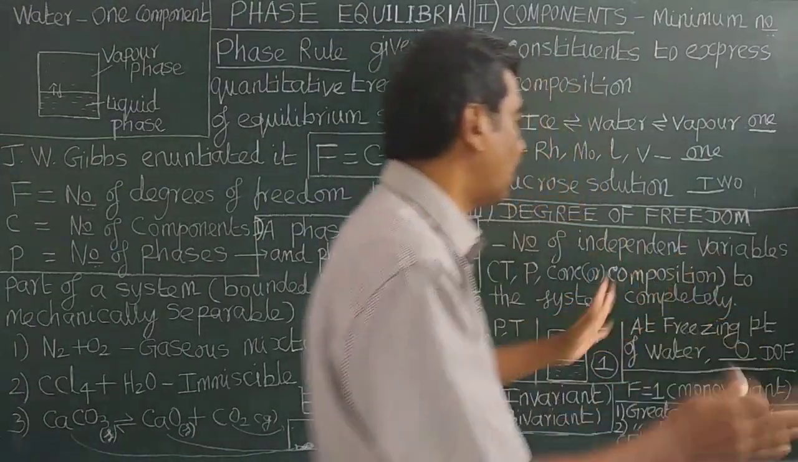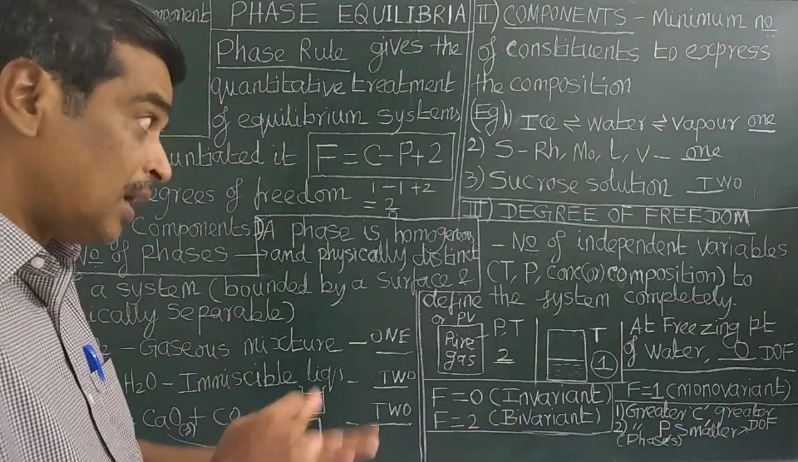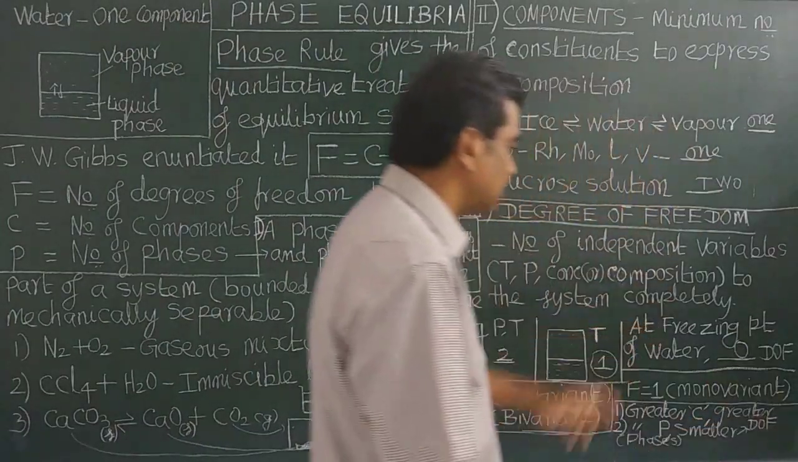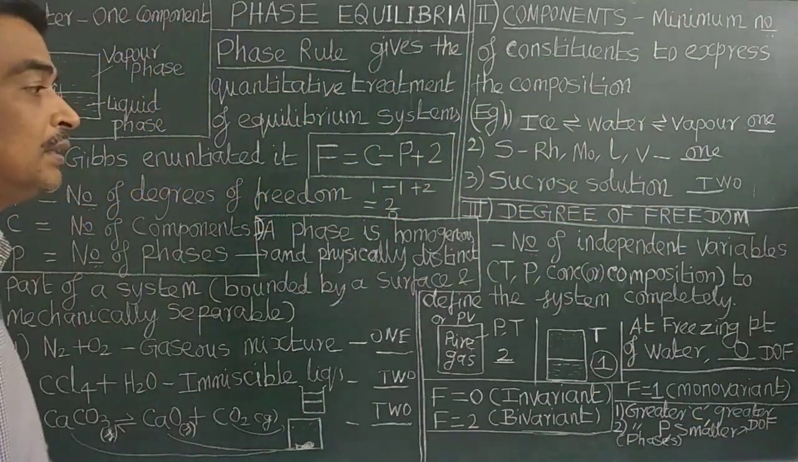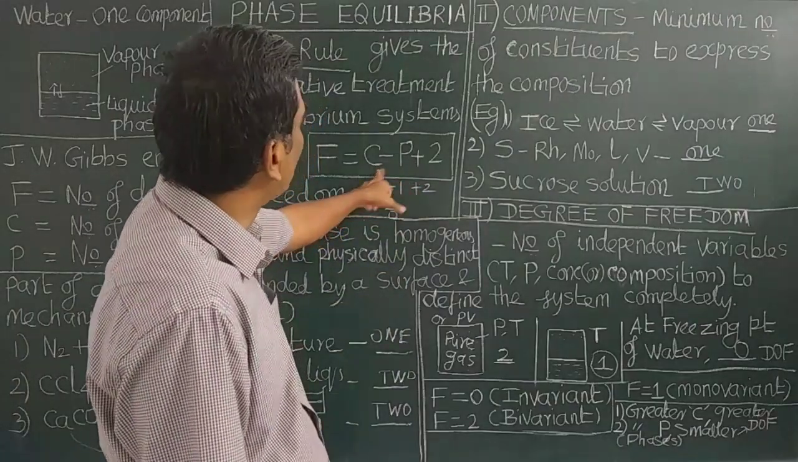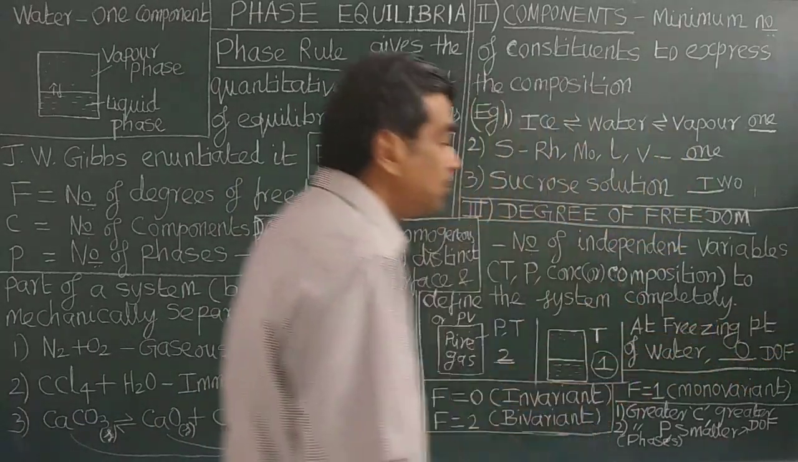At the freezing point of water, for example, there exists ice, water, and vapor. There are three phases. And the degree of freedom, if you substitute in this formula, number of components 1, phases 3, therefore F equals 0. The degree of freedom is 0.